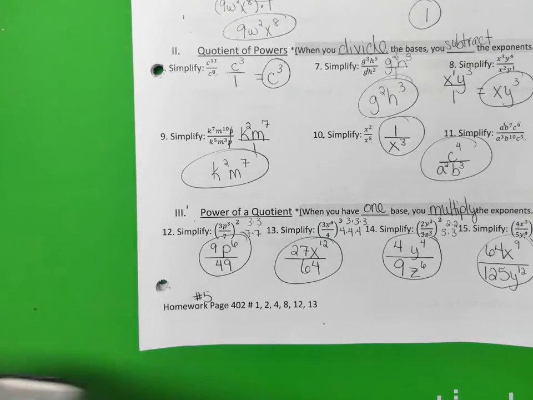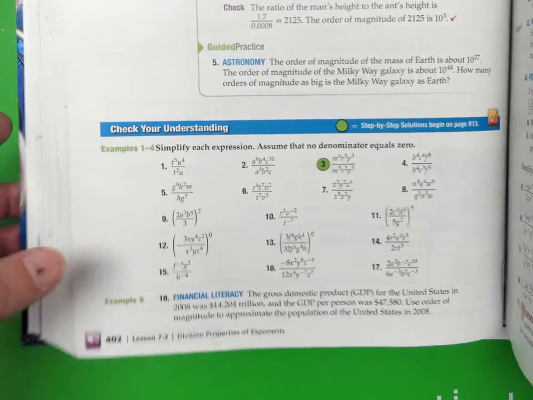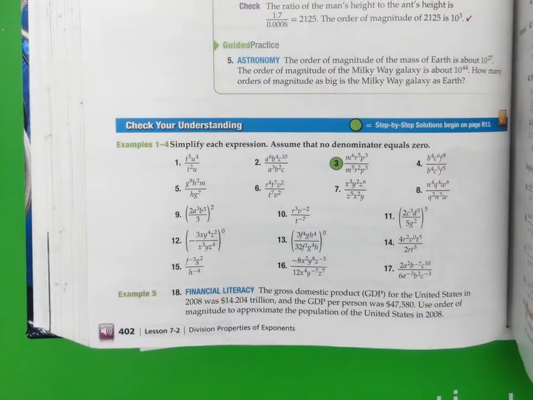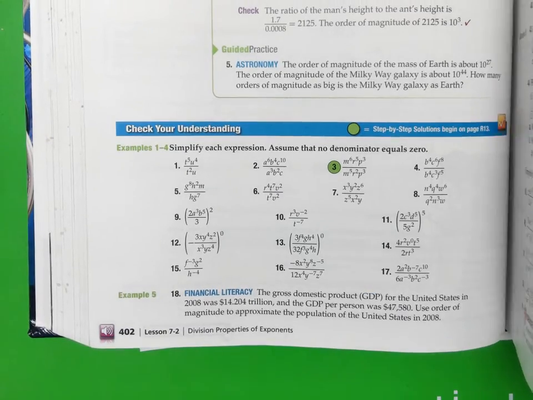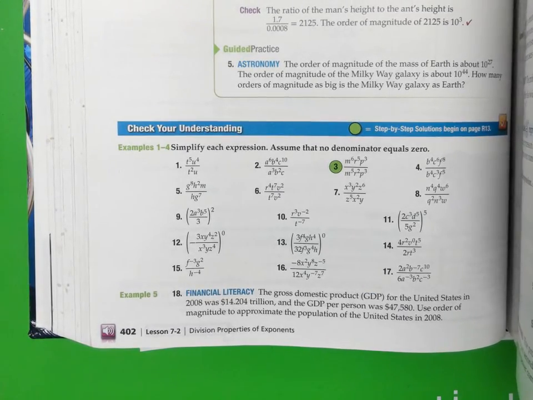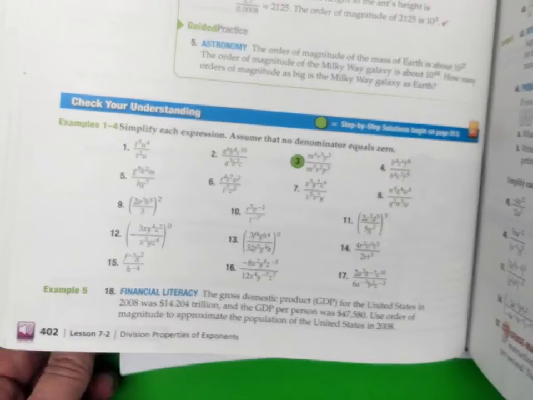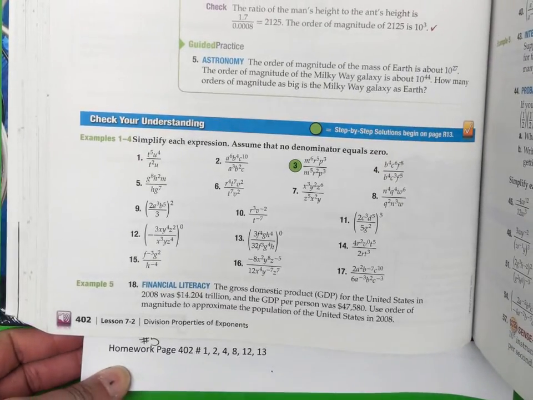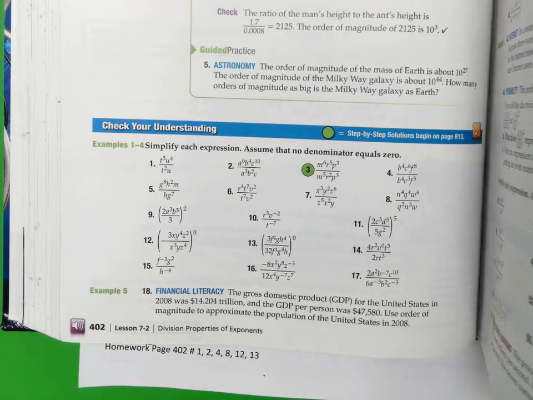Alright, there's the page right there. Hurry up. 402. Y'all good? What numbers are we doing? Let's see. We're doing 1, 2, 4, 8, 12, and 13. I'm glad you knew that because I didn't.